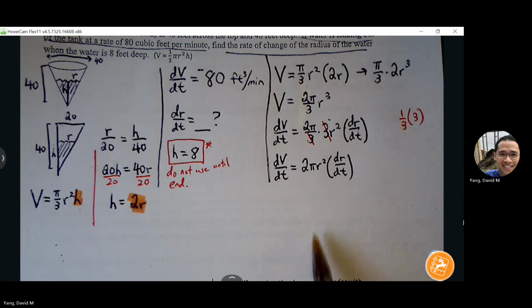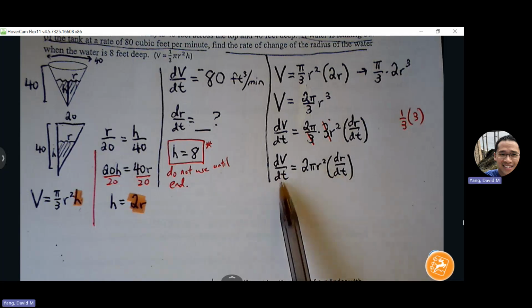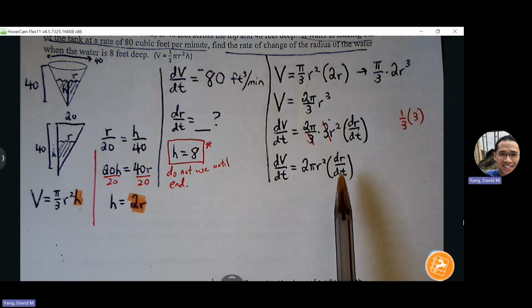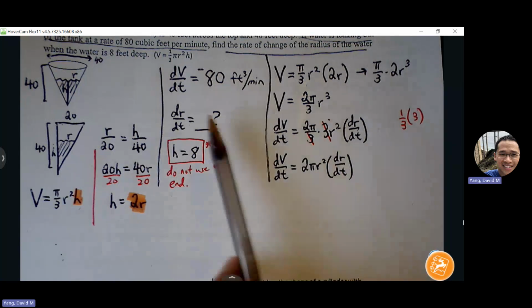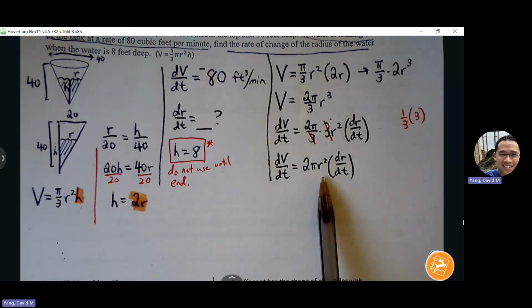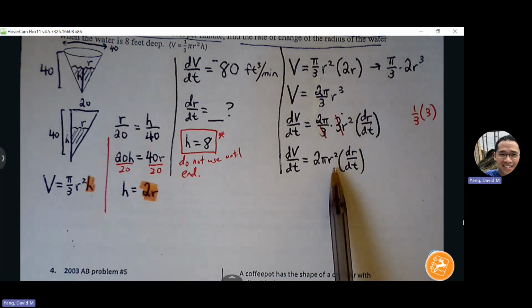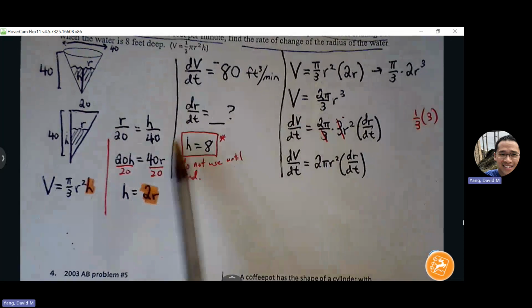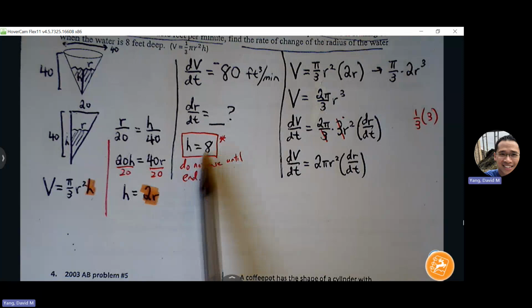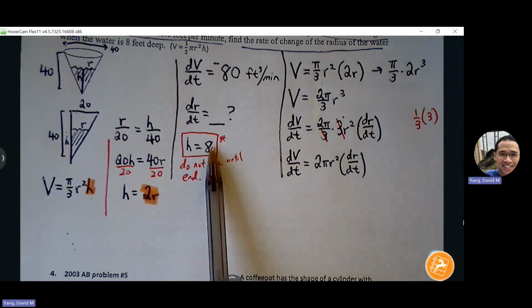Okay, so let's look to see what we have. Do we have dV/dt to plug in? We're looking for dr/dt, so that's there, right? But do we have r? No, we don't have r. We don't have the radius of the water level, but we do have the height of the water level. They're not the same thing, but they're related.